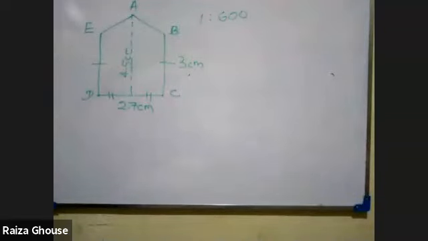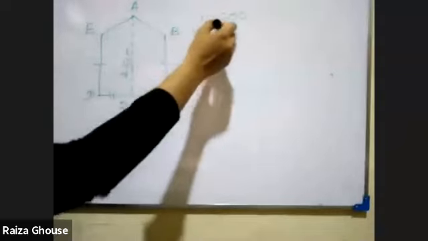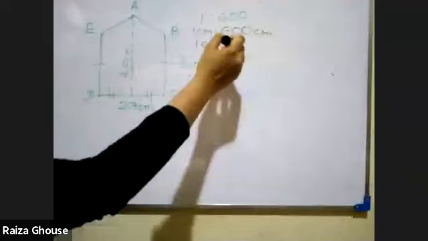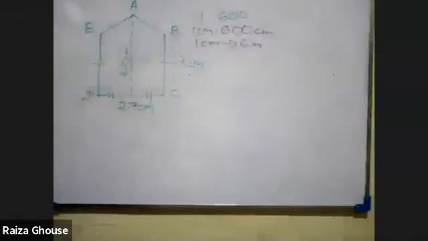So what is the breadth given in the diagram? DC. DC is 2.7 centimeter. Now listen what to do here. First you have to understand what this is. 1 centimeter is showing 600 centimeter. That means 1 centimeter is representing 6 meter. So now you have to find out what is the real breadth.